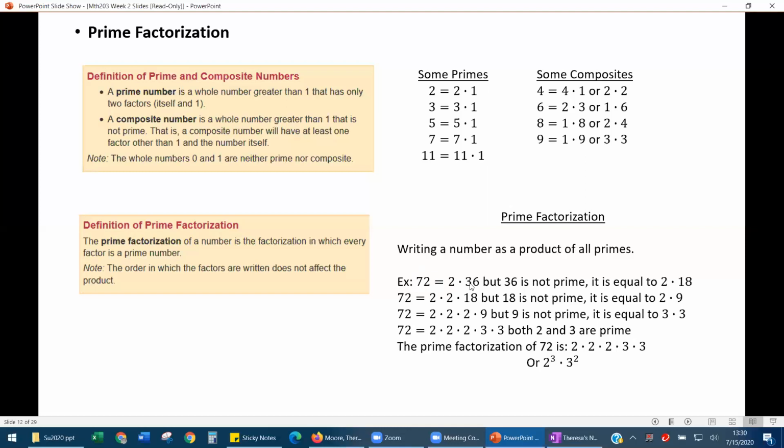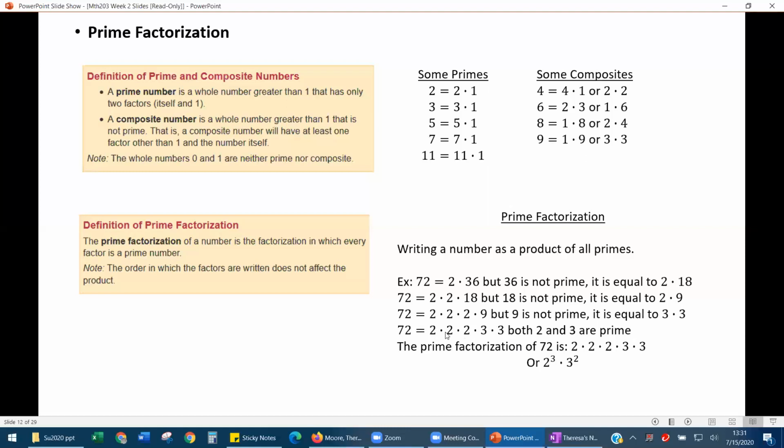So 72 is 2 times 36, but 36 is not prime, so I need to break that down. 36 is 2 times 18. 18's not prime. 18 is 2 times 9. 9 is not prime. 9 is 3 times 3. So in essence, 72 is 2 times 2 times 2 times 3 times 3. These are now all primes, so we have written 72 in its prime factored form.